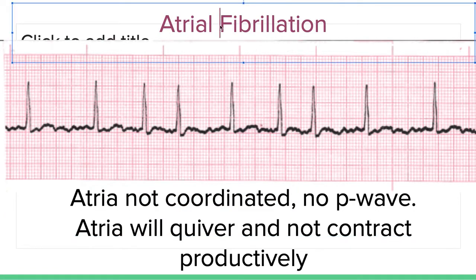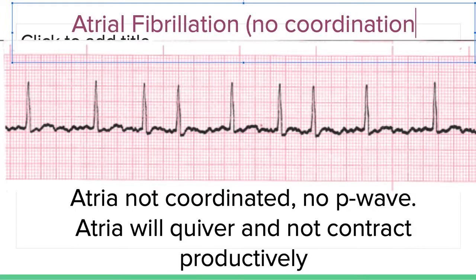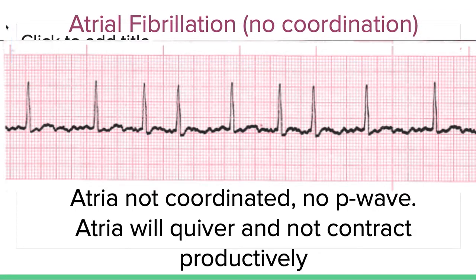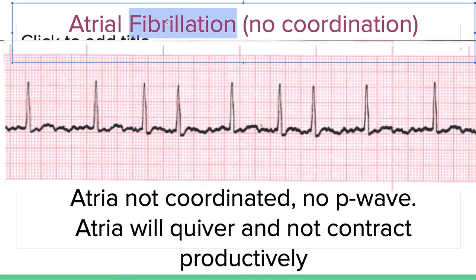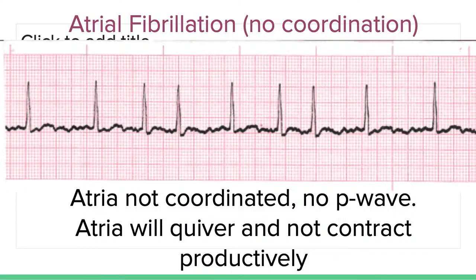And anytime you see this word right here, fibrillation, you should think no coordination. So atrial fibrillation means that there is no coordination of the signal spreading through the atria. There's no coordination in the signal, so you can't see a P wave. You just see a bunch of noise.